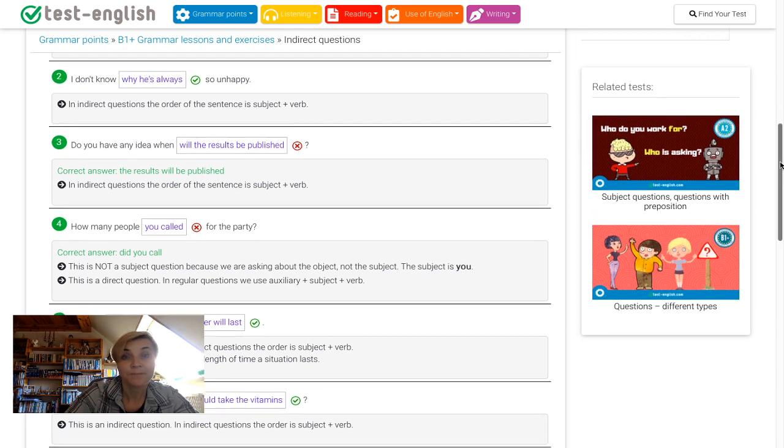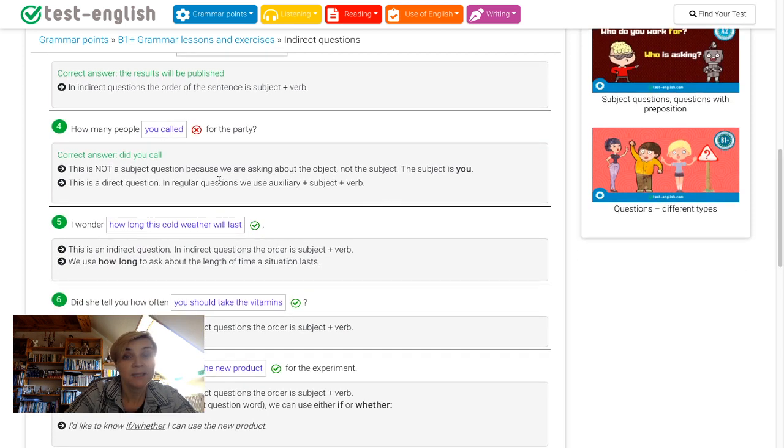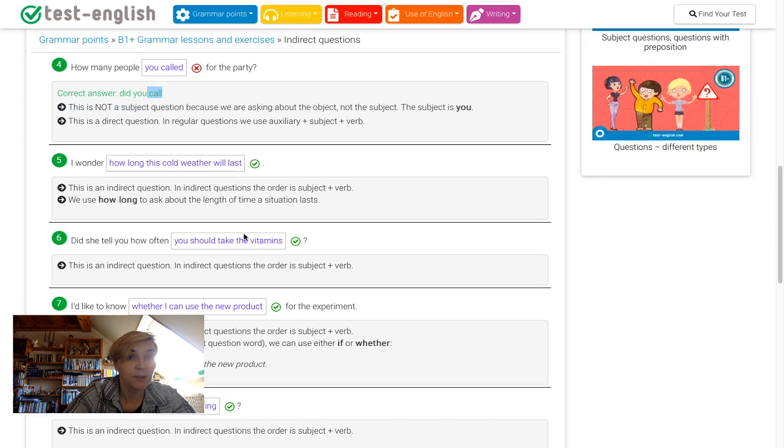Number 4, again, we marked as incorrect, because again it was a direct question, how many people. So when we have a direct question, czyli pytanie bezpośrednie, we just use the auxiliary verb, did, yes, then the subject, you, and then the verb, call. So that was a typical question in past simple. Okay? And number 5 was correct. It was an indirect question because it started with I wonder.